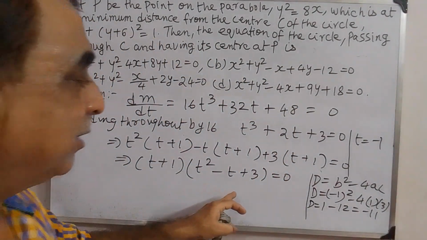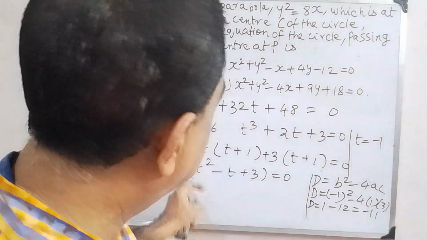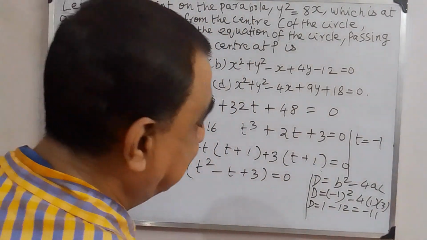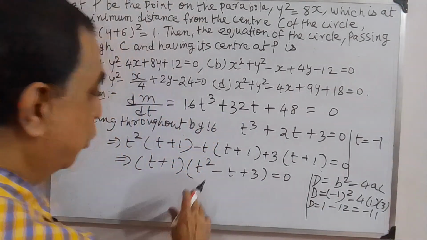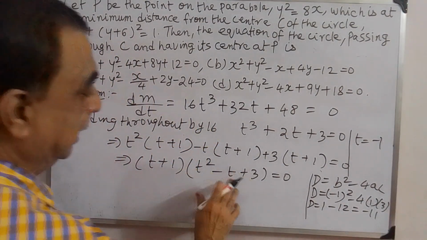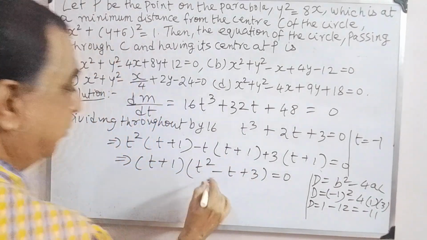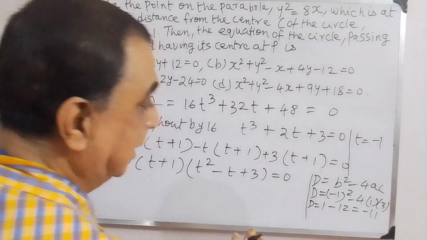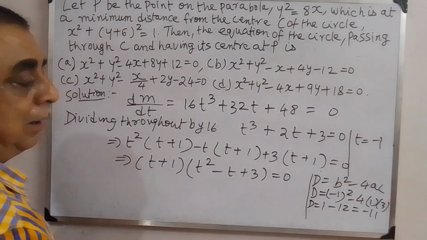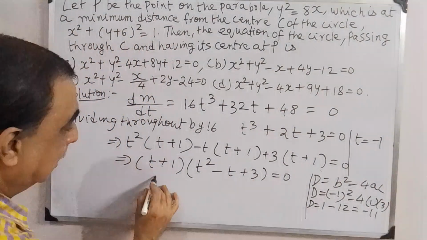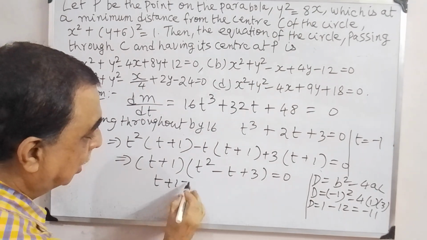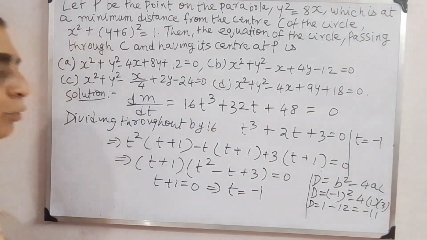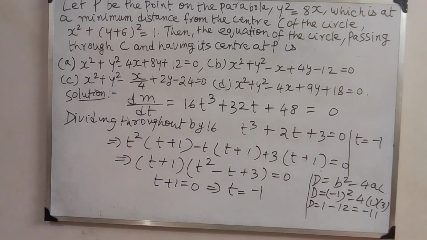Okay, so when the discriminant is negative, the roots of this quadratic equation will be imaginary, but we are not to take imaginary values as the root. So we will not take any value of t from here, because the two values of t will be imaginary values, so we do not take those values. Okay. So t plus 1 is equal to 0, so t is equal to minus 1. So I have got the t value as minus 1.